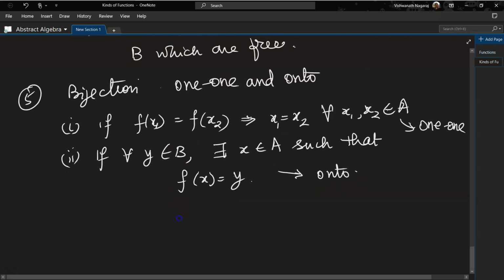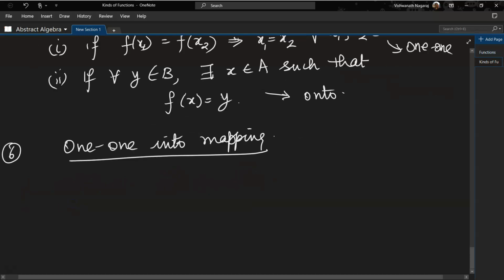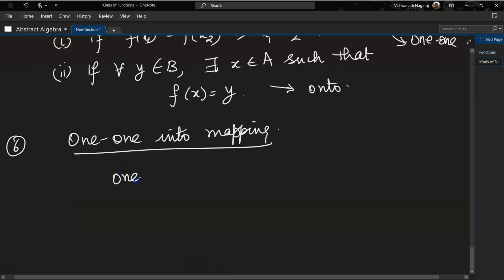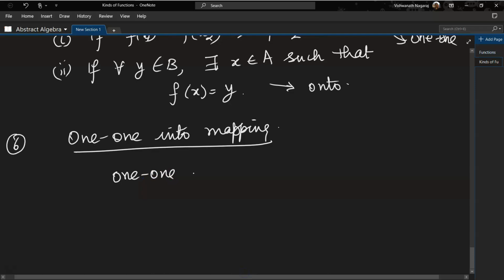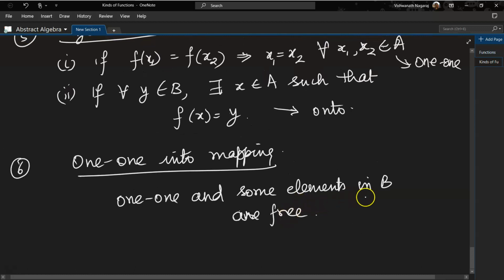Okay. Now let's look at the next one. Sixth one: 1 to 1 into mapping or function. Of course, the only difference between this and the previous one is that it is 1 to 1 and some elements in B are free, unlike in the previous one where every element in B has an association with an element in A.